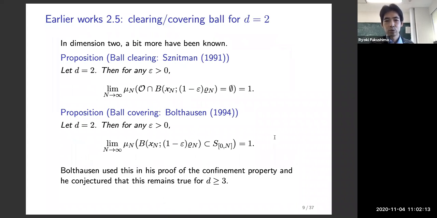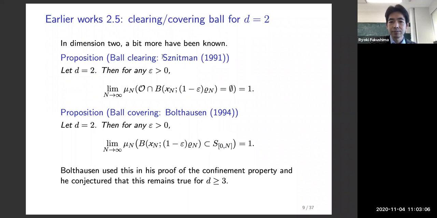Now I'm coming back to Frank's question or comment. For the same reason, the result doesn't exclude the possibility that there are very few obstacles left inside the ball. But in dimension 2, it was excluded already in the first works. For example, Schnittmann proves that there are no obstacles left in this slightly smaller ball with high probability. And Bolthausen also proves that the slightly smaller ball here is actually covered by the random walk. So in particular, there shouldn't be any obstacles in this smaller ball. I call the first result ball clearing and the second result ball covering.